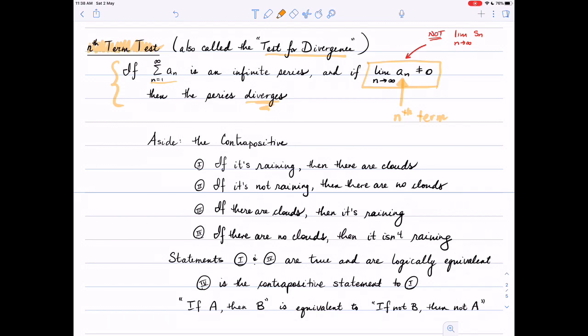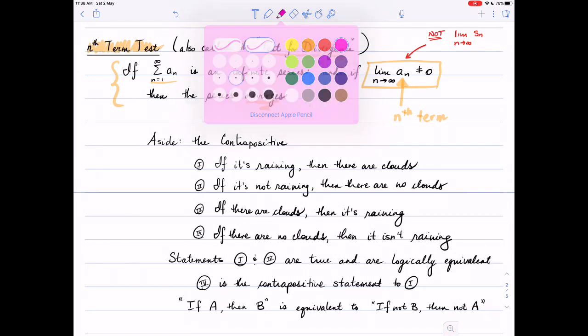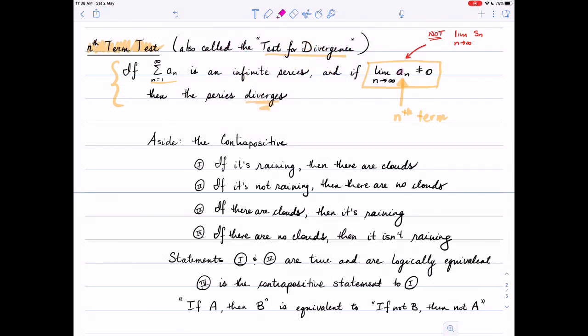So first thing to point out, please, please, please do not confuse these. This is the limit of the nth term, not the nth partial sum. Right? These are two related series limits, but they are not the same. We're taking the limit of two different things here. So in the nth term test, we are taking the limit as n goes to infinity of the nth term.